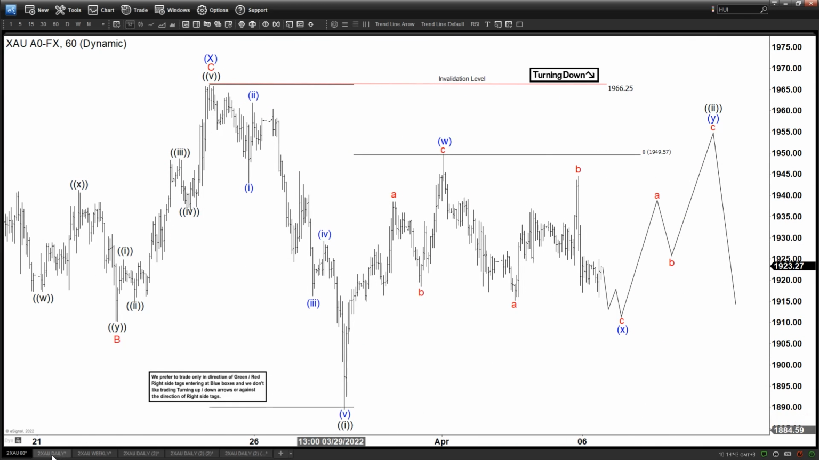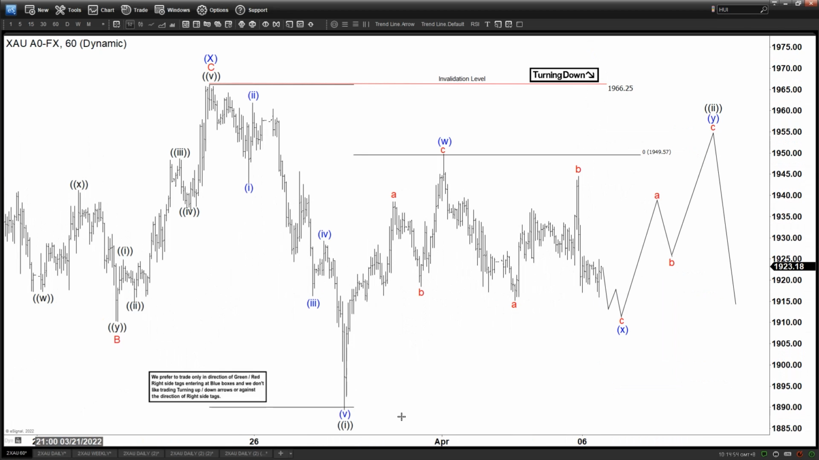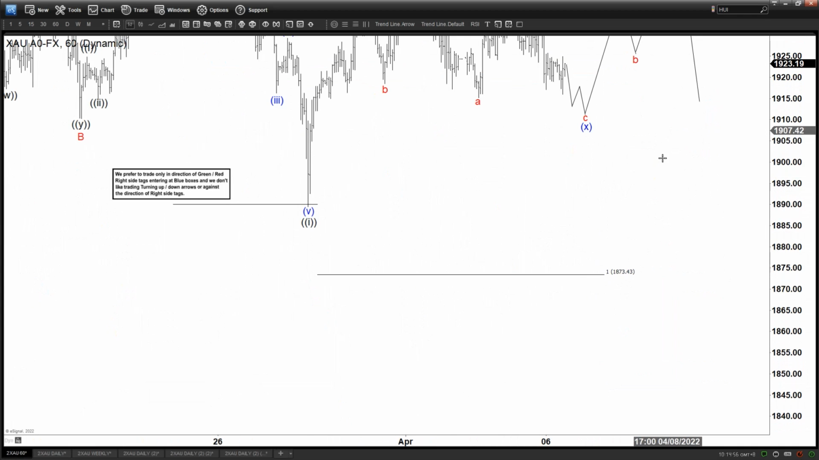So what's the conclusion here? The conclusion: it remains bullish. However, in the shorter cycle, we cannot completely rule out another move down to, let's say, around 1870.